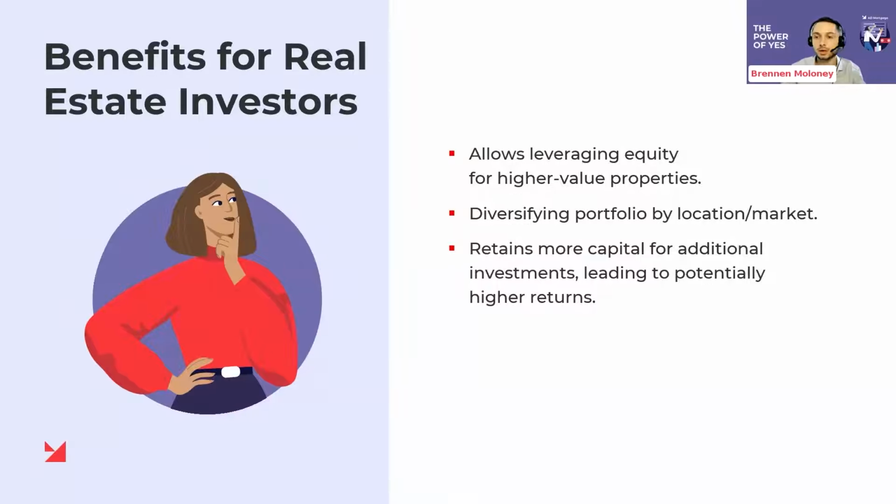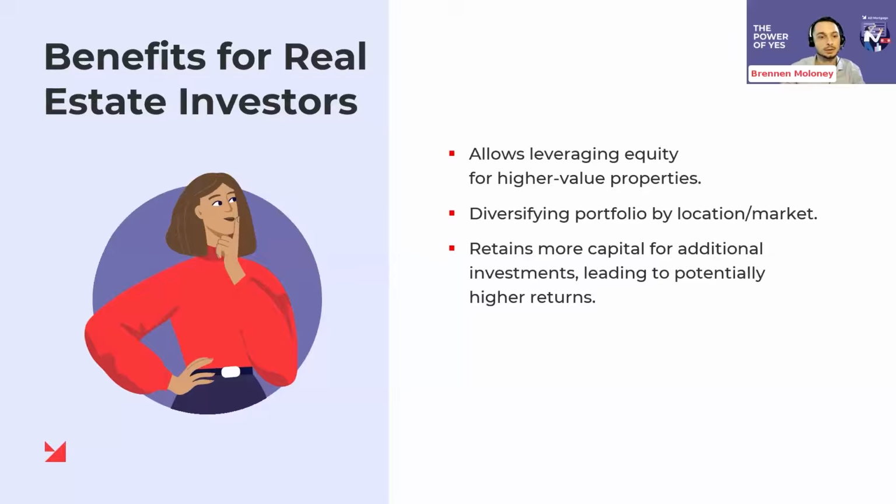Maybe they're moving, maybe they live elsewhere and want investment properties closer to home, or they just want some geographic diversification. They can sell that property that they may or may not own free and clear. It doesn't matter if they have a mortgage, we'll pay off the mortgage and take the net proceeds into the 1031 exchange, but they can leverage it and they can get higher valued properties, right?